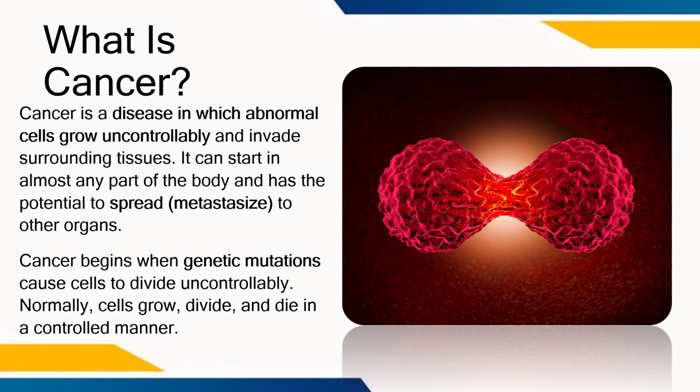Before getting into the topic, first we'll have an introduction of what cancer is. Cancer is a disease in which abnormal cells grow uncontrollably and invade surrounding tissues. It can start in almost any part of the body and has the potential to spread, or metastasize, to other organs. Cancer happens with genetic mutations, and the cells divide uncontrollably, unlike normal cells which grow, divide, and die in a controlled manner. Here I have inserted a picture showing the cell division.